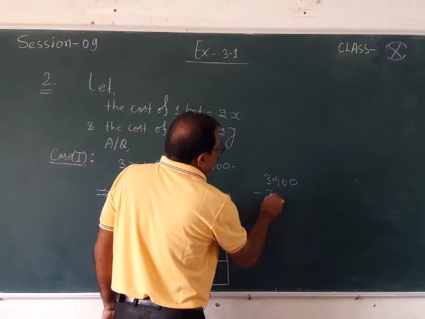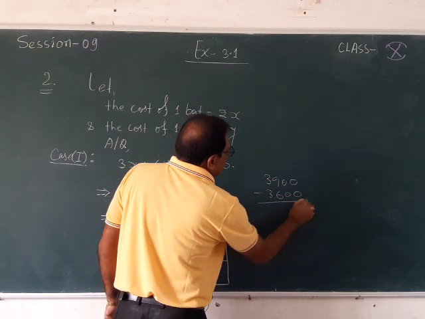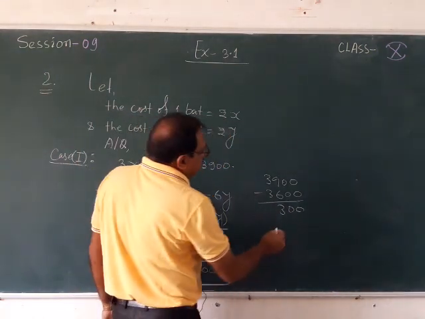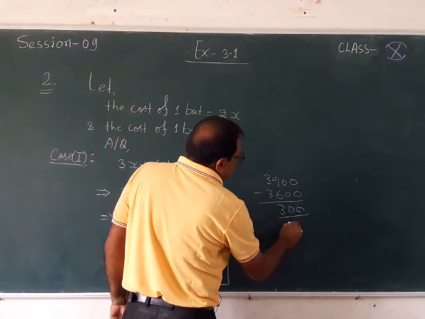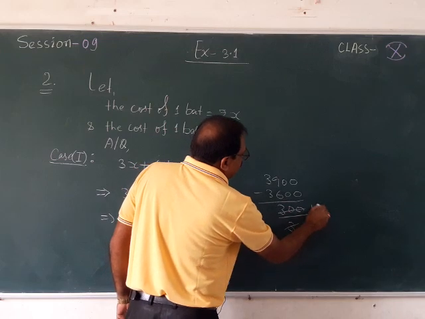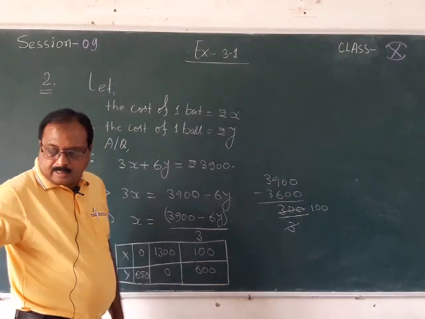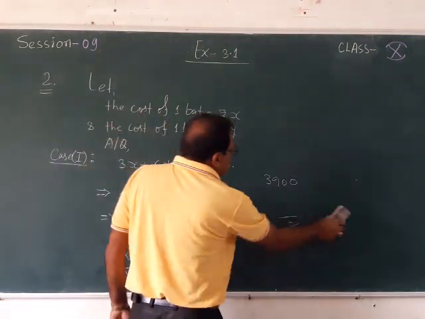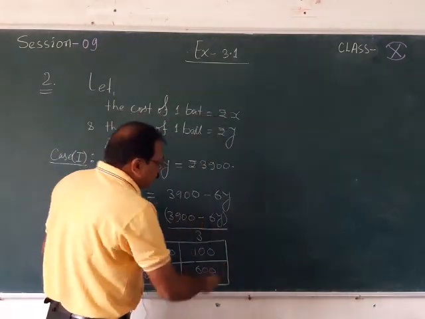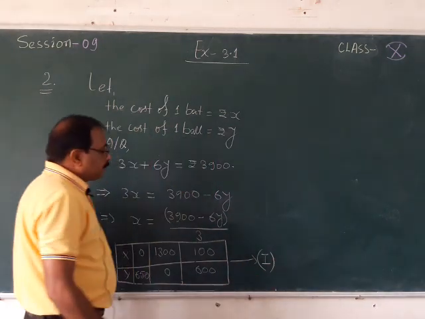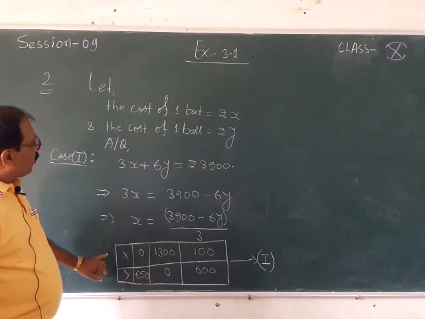3900 minus 3600, the value is coming 300, and when you divide this 300 by 3, your value is coming 100. That means the first solution set is ready for you, and you can use this solution set on graph sheet, then you can plot the graph for the first equation.